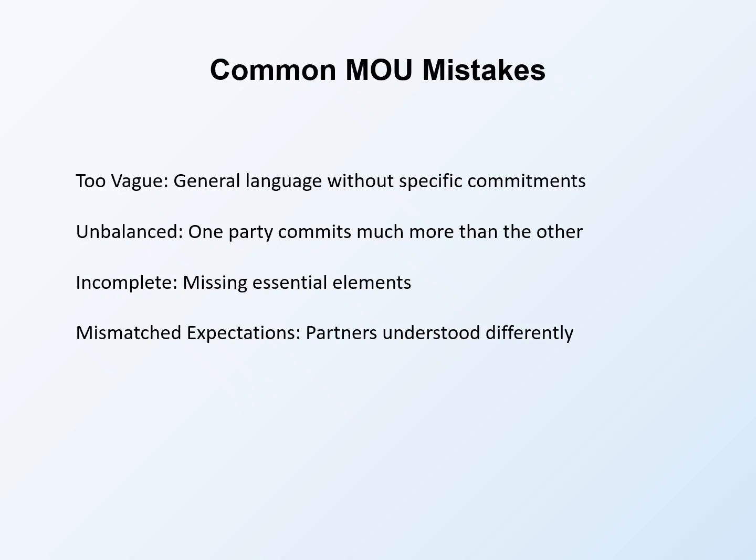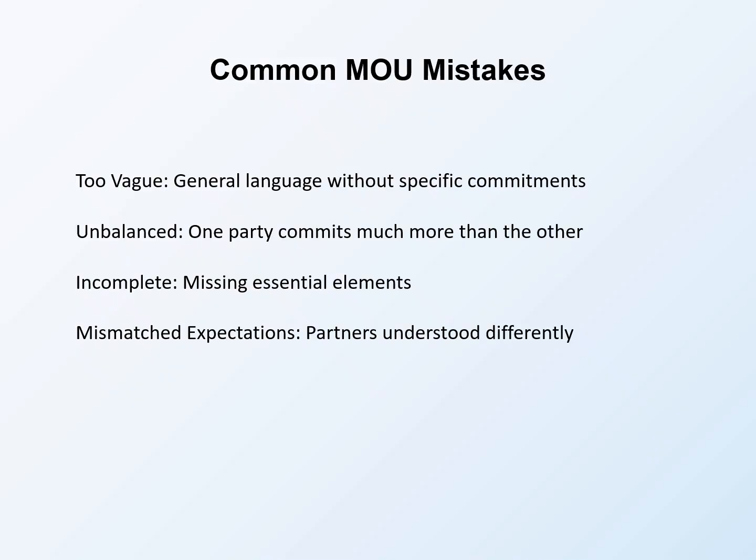Common MOU mistakes undermine partnership effectiveness. Too vague means general language without specific commitments. If an MOU says partners will work together without specifying how, it provides little value. Be specific. Unbalanced means one party commits much more than the other. Partnerships should be mutually beneficial. If the MOU shows one-sided commitment, reassess the partnership or the documentation.